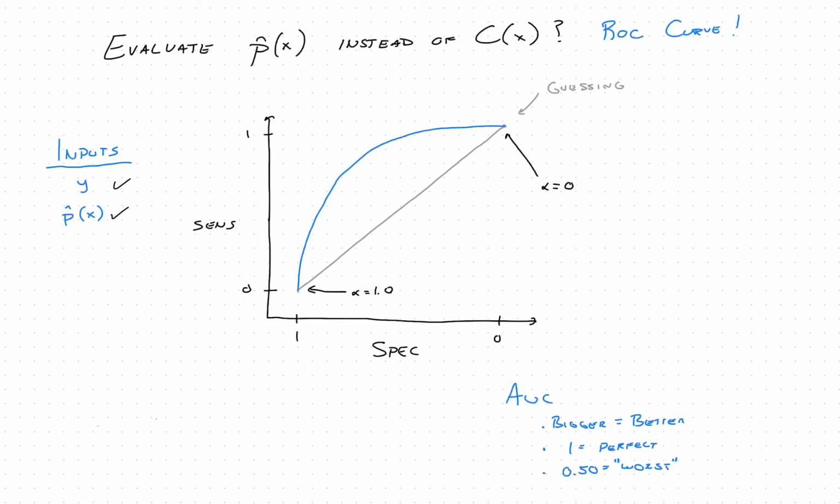So the gray line here is a line for what we would call guessing. So that's sort of like the barrier. You got to get above that. That is guessing based on the proportion of the positives and negatives.